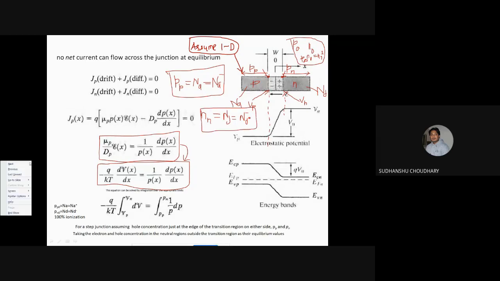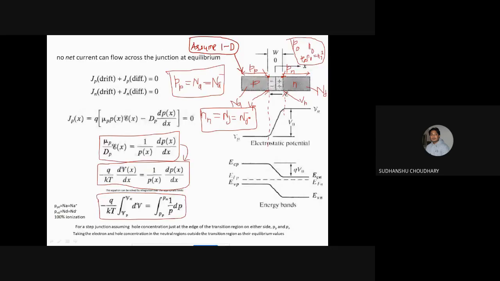So I had a relation here, this one. Now this relation I will utilize to find this V, that is the gradient in electrostatic potential which exists across the transition region. Now let us copy the same to the next page.